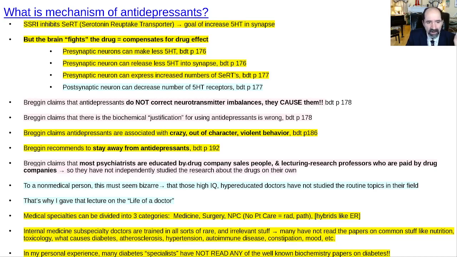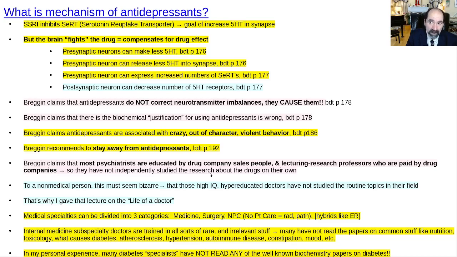And Bregan says most psychiatrists, in his opinion, are getting their information from drug company salespeople and from professors who are paid by the drug companies to promote the drug. And he says that's why they don't know what's going on. Most psychiatrists, in the opinion of Bregan, do not know what is going on with these drugs they prescribe, and they have this unrealistic, overly optimistic view of them. And you would say, well, how could that be? And I know that that's actually kind of a common thing.